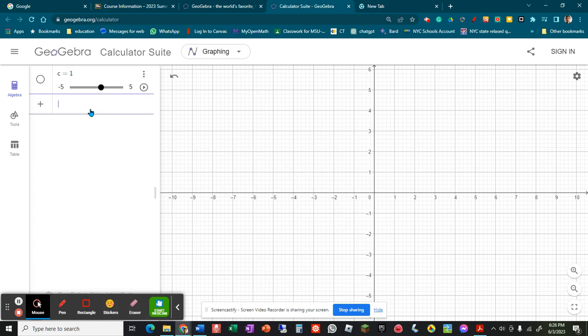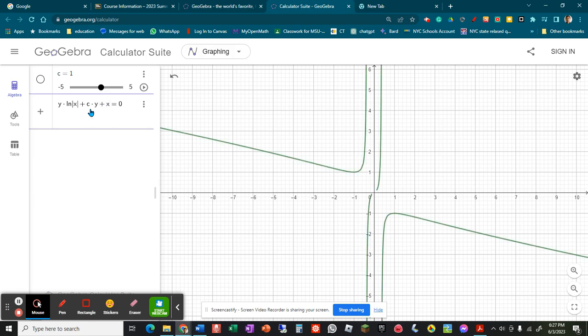y times ln of x plus cy plus x equal to 0. Oh, see, amazing.